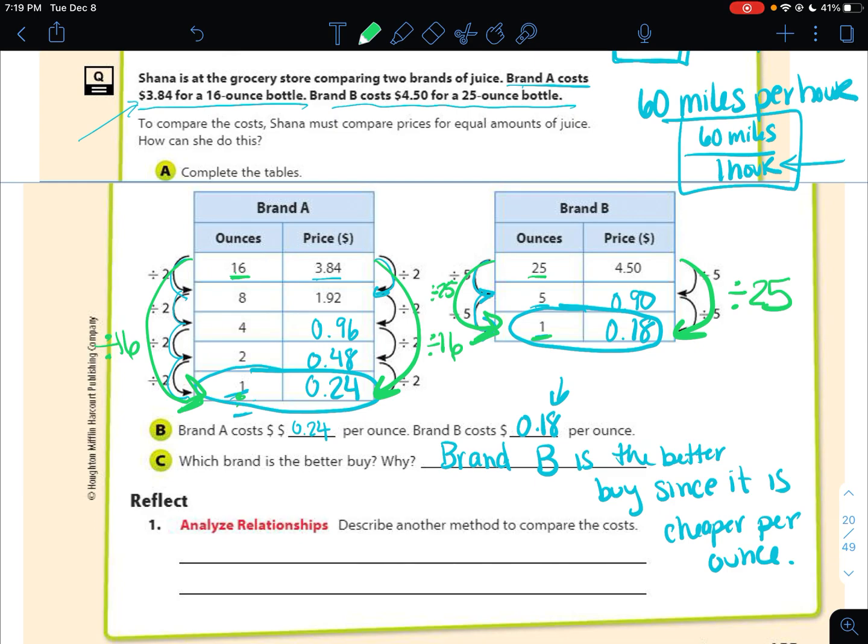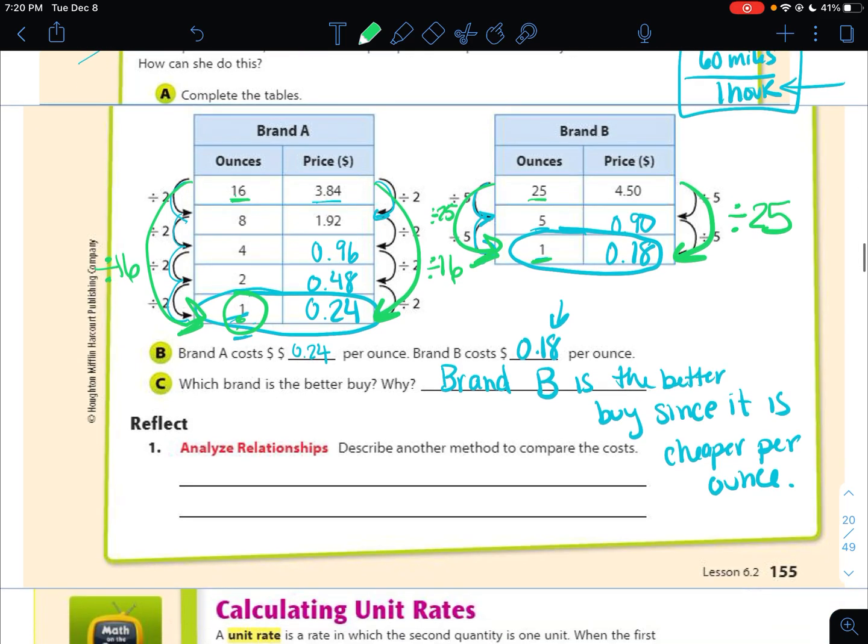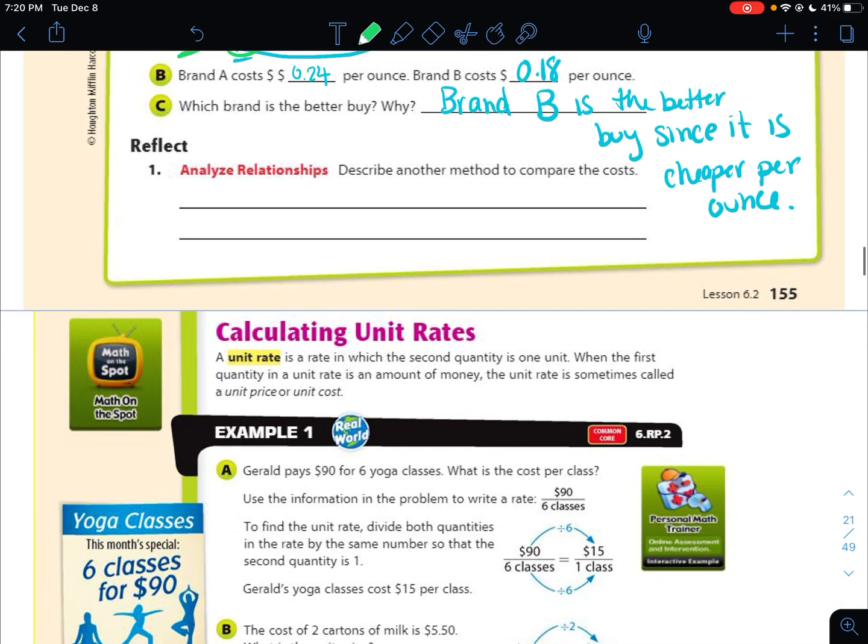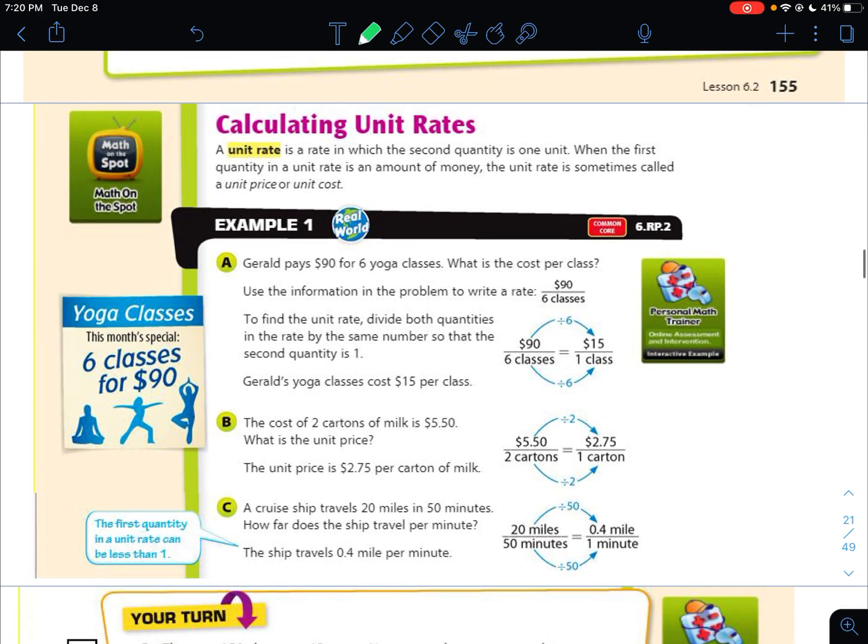Okay? So we're going to do that a lot when it comes to rates. We're going to be finding unit. Actually, there's a special name for this. You actually found the unit price is what it's called, because you found the price of 1 unit. So it's called the unit price, okay? So you're going to be doing that a lot in this unit, and we're going to do a couple more examples together.